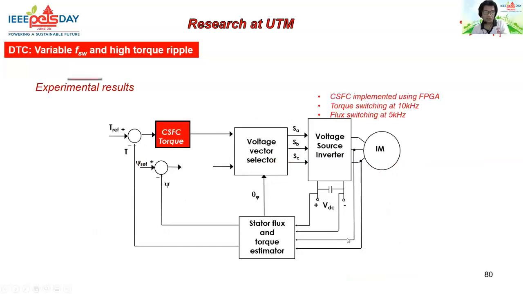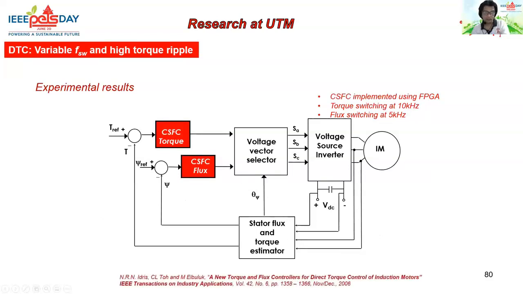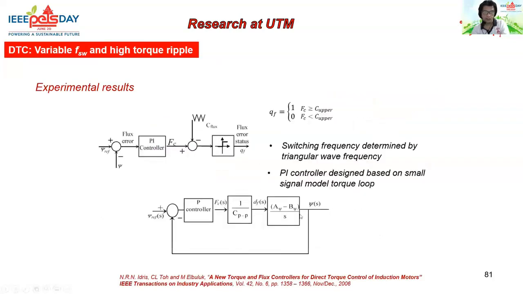Next step is that we replace the flux hysteresis controller as well with a constant switching frequency controller, and we managed to publish that in the IEEE Transactions on Industry Applications. There we need to model the flux loop, again by averaging and linearizing it, and then we can design the linear controller, the PI controller, in order to control the flux.